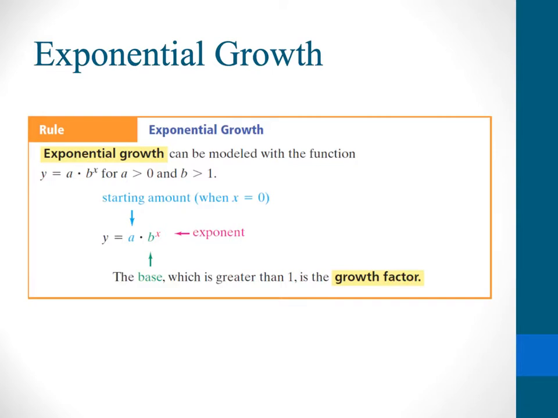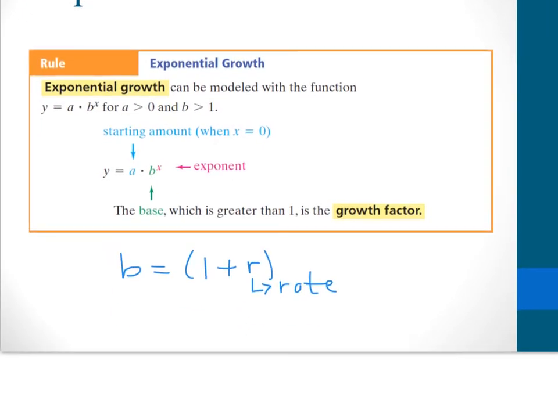Now, what this box here doesn't tell you is that sometimes you have to actually calculate that growth factor. So I like to think of the b value as equal to 1 plus r, where the r is the rate. If you are told that a population is increasing by 2%, we would rewrite that 2% as 0.02. So a 2% growth rate is written as r equals 0.02.